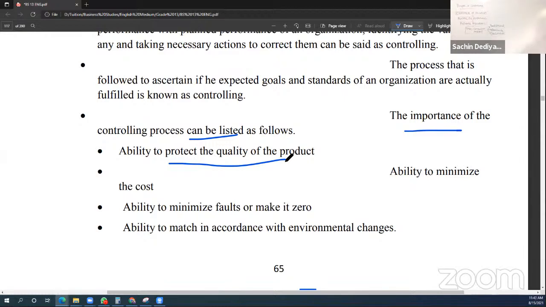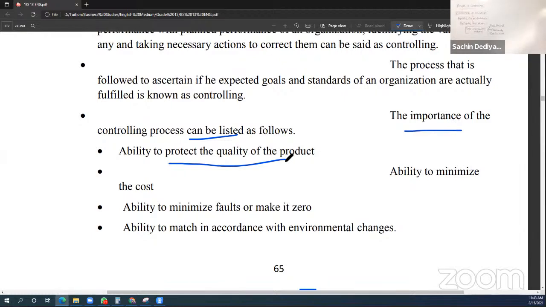And the ability to minimize cost, when there's no wastage and no defective products. When there's no rework, there's obviously a lot of cost saved, and sometimes there could be legal actions against you if you end up with those things. So then you can avoid those legal expenses, whatever charges you would have to pay.